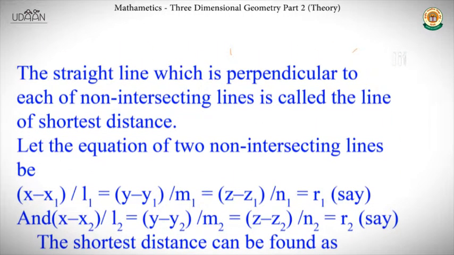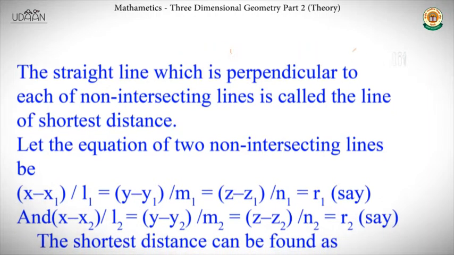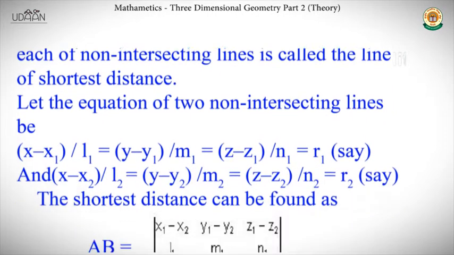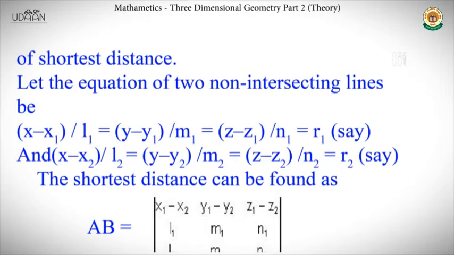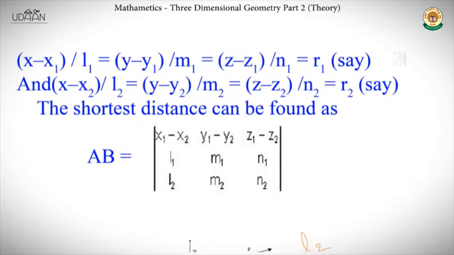It can also be proved mathematically. Now, let the equation of two non-intersecting lines be (x minus x1) by L1 equal to (y minus y1) by M1 equal to (z minus z1) by N1, which is R1, say. And similarly for L2. So, the shortest distance between these two is given by the formula: AB is the mod of the determinant of x1 minus x2, y1 minus y2, z1 minus z2; L1, M1, N1; L2, M2, N2.